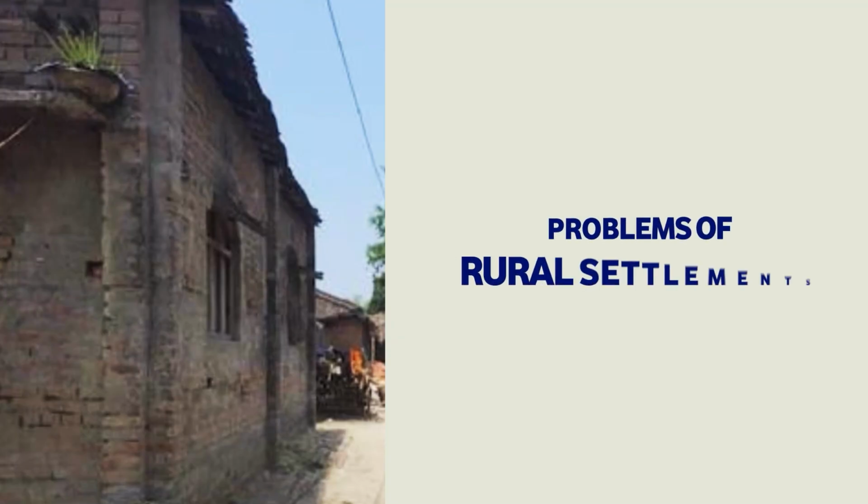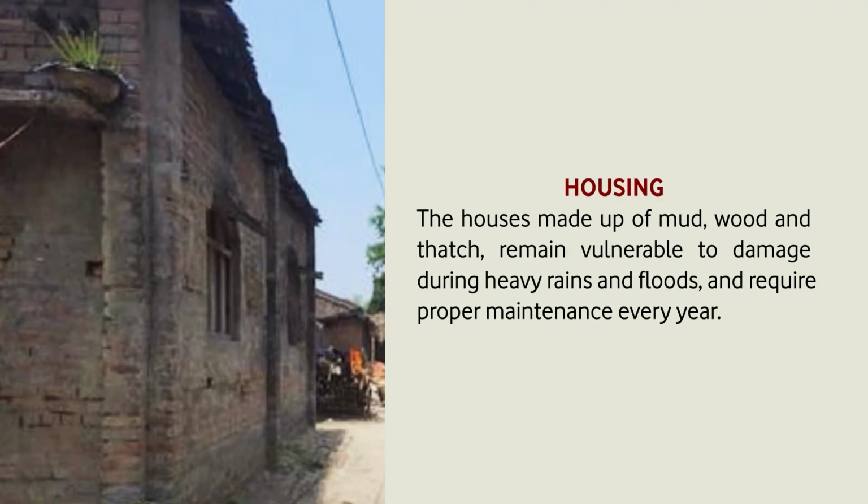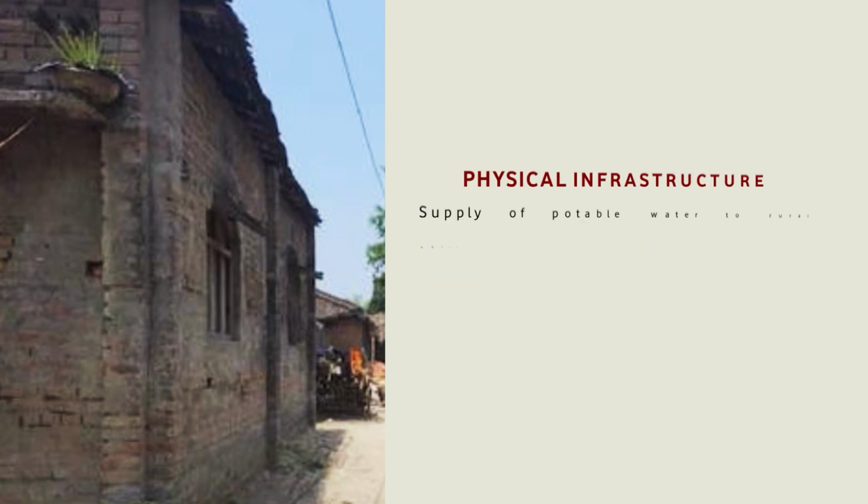There are various problems of rural settlements in India. Some of them are: number 1, housing. Why? Because the houses are made of mud, wood, thatch, and they remain vulnerable to damage during heavy rains, floods, or other natural calamities. Second is the physical infrastructure.